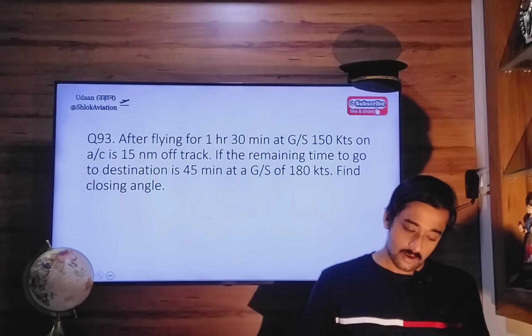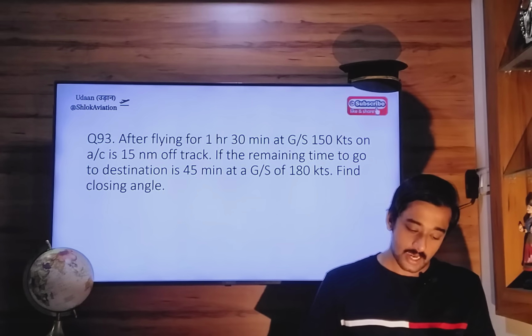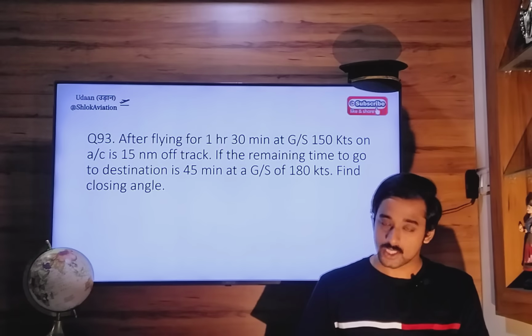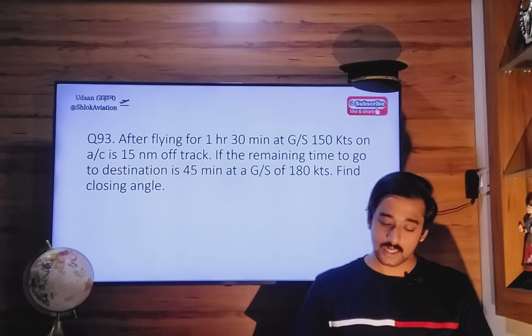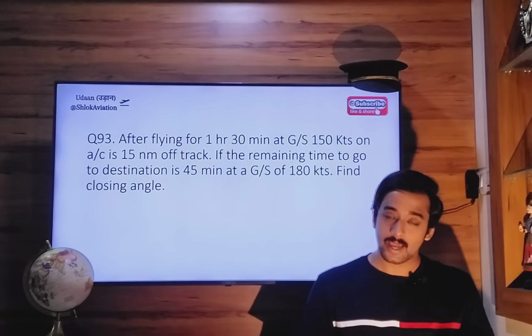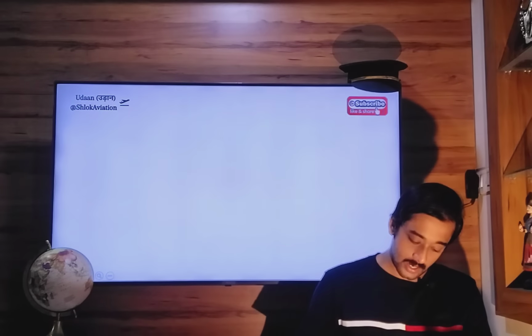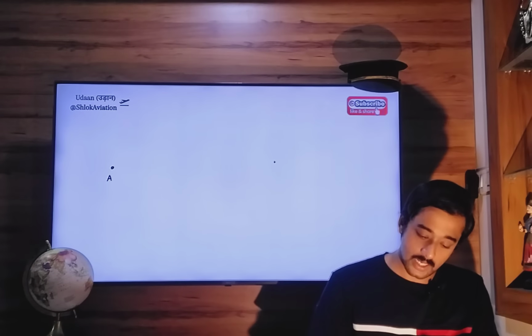Next. After flying 1 hour 30 minutes at a speed of 150 knots, the aircraft is 15 nautical mile off track. If the remaining time to go to destination is 45 minutes at a speed of 180 knots, what is the closing angle? So we are going to use track error and closing angle. Let's say this is your departure, this is your destination.